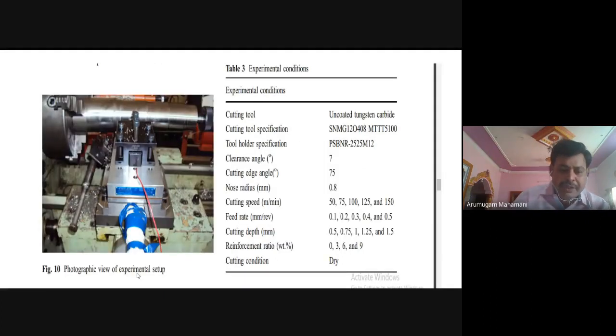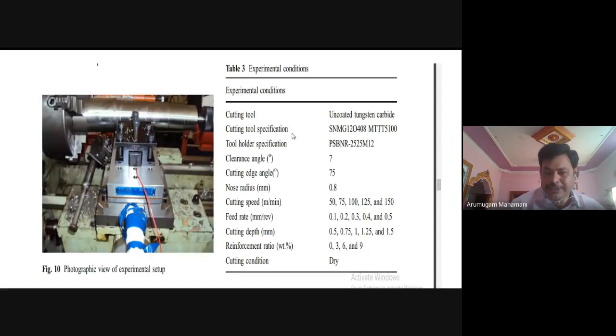This is the photographic view of the experimental setup. We did this setup at Carmia University, at CRDM, where there is a machining studies lab. Now the experimental conditions. We used uncoated tungsten carbide because the particles are fine, very small, and homogeneously distributed, so the impact of the reinforcement on the cutting edge will be very minimal.